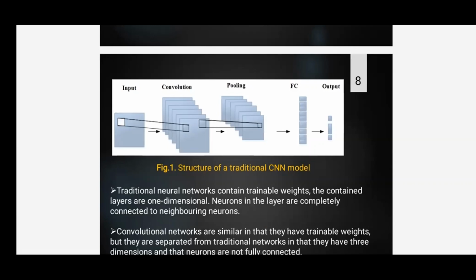The convolution will extract all the details from the image and send it to the pooling. Pooling will reduce the image size for better visualization. The fully connected layer is connected to all the neurons in the previous layer and is used to classify the extracted features. Finally, the output layer.